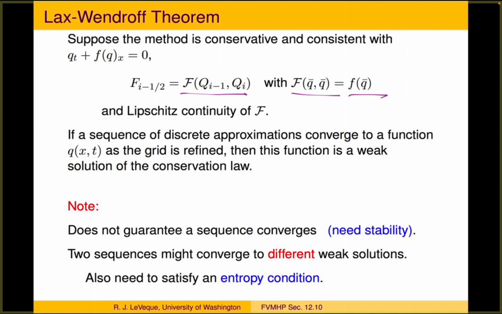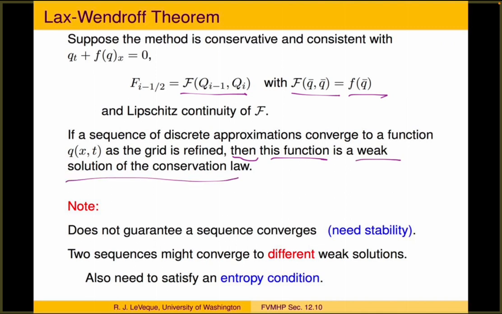If that's true, and if we have a sequence of numerical approximations as we refine the grid in space and time that is converging to some function as we refine the grid, then this function that we're converging to has to be a weak solution of the conservation law.